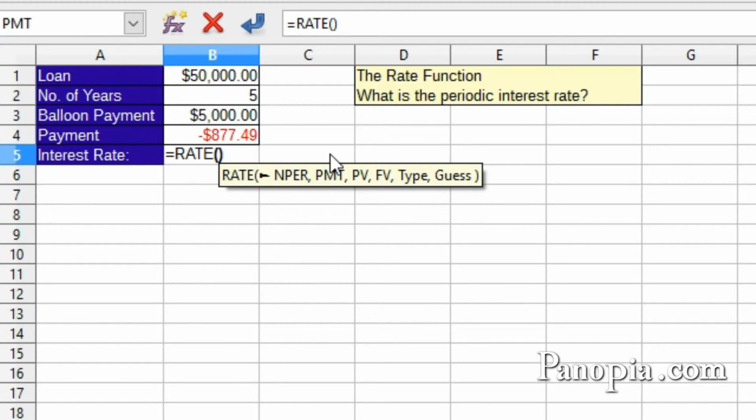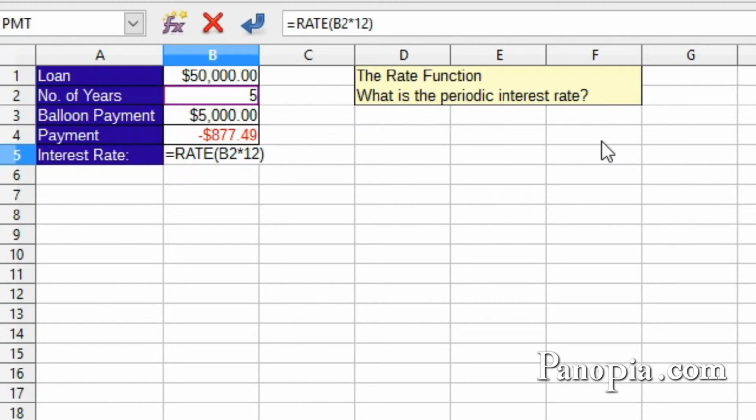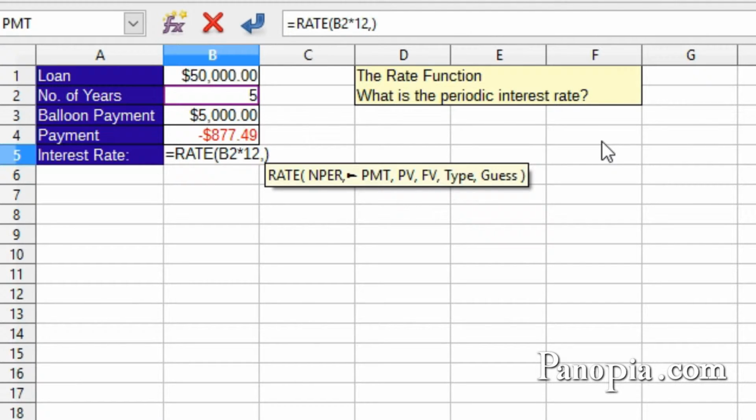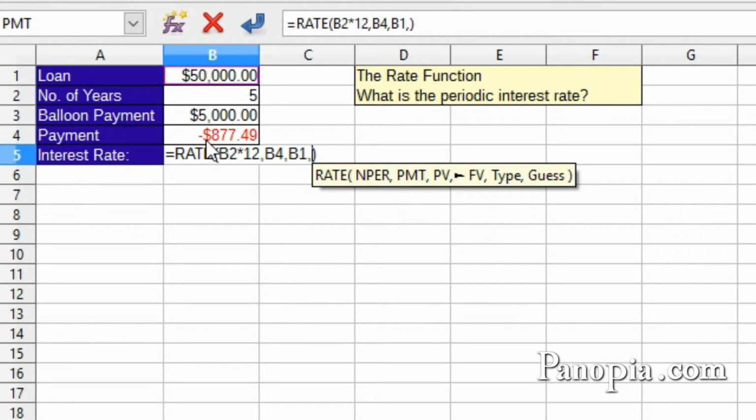enter. The first parameter is the number of periods for the loan. Click B2. Now multiply this by 12 to get the total number of payments. Comma. Next is the payment amount. Click B4, comma. The present value is the amount of the loan. Click B1, comma. The future value is the balloon payment entered as a minus. So type minus, then click B3.